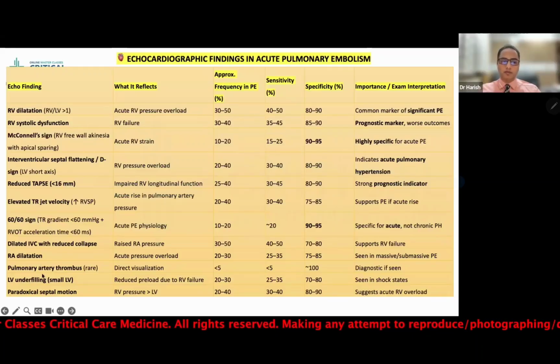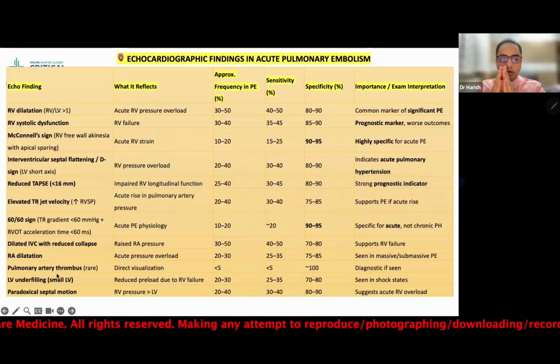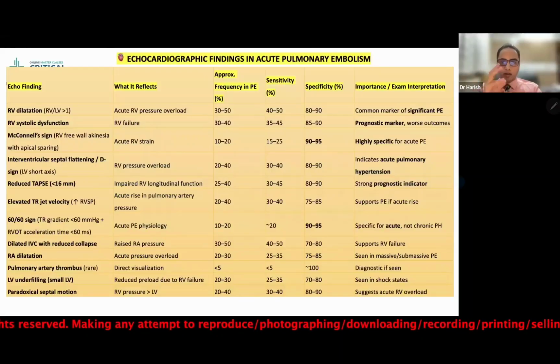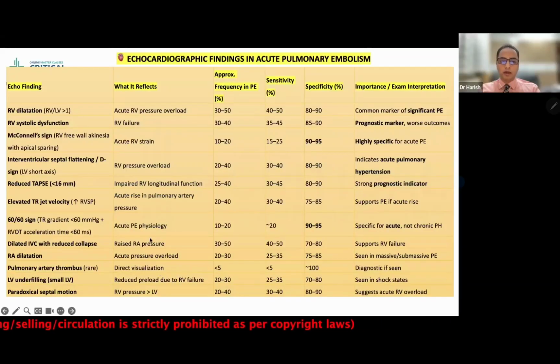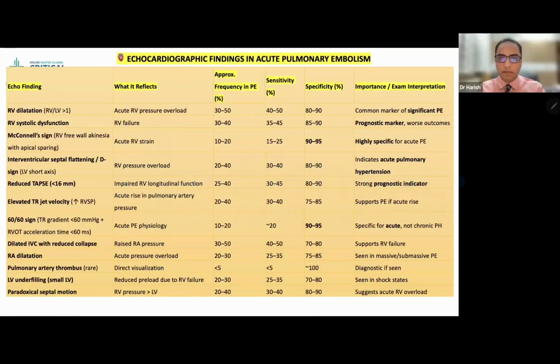So there are other findings, like sometimes we can see the pulmonary artery thrombus inside the right atrium in echo. So LV underfilling, paradoxical septal motion, okay, dilated IVC and reduced collapsibility, which suggests raised RA pressure, in about 30 to 50% you can see, which supports the RV failure. So just go through these interesting echo findings in pulmonary embolism. Very, very important. Okay, at least some common findings you should be aware of for your exam purposes.